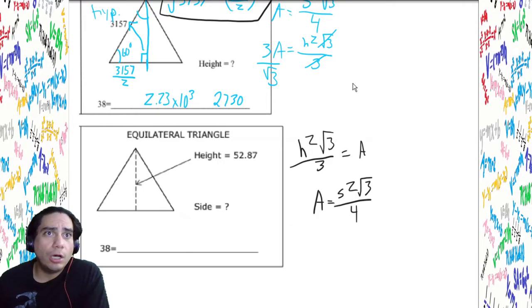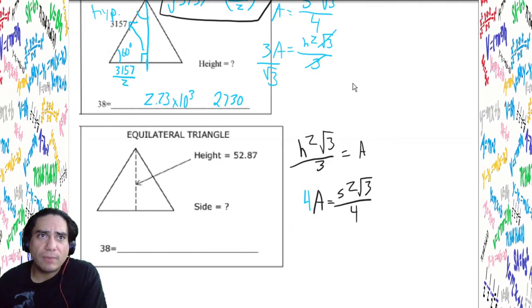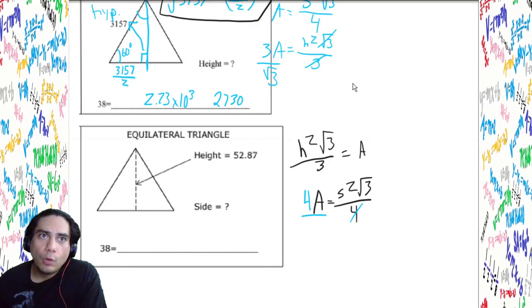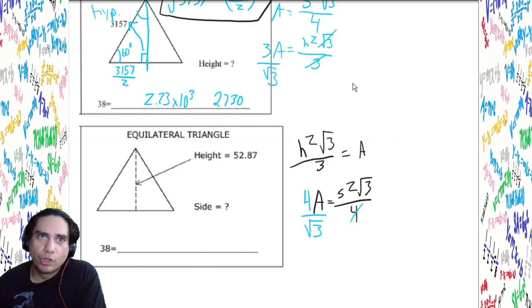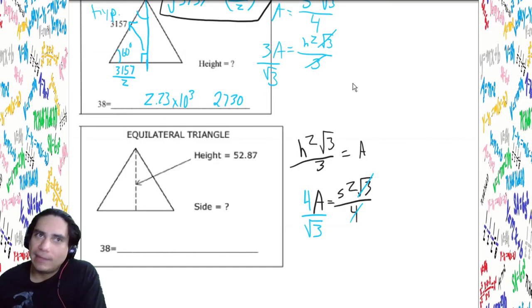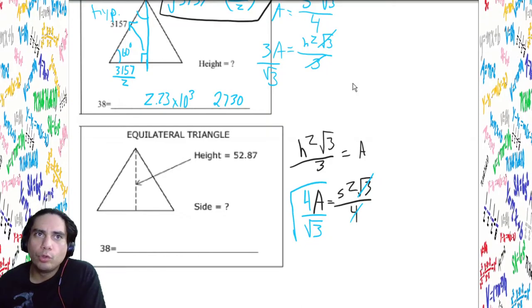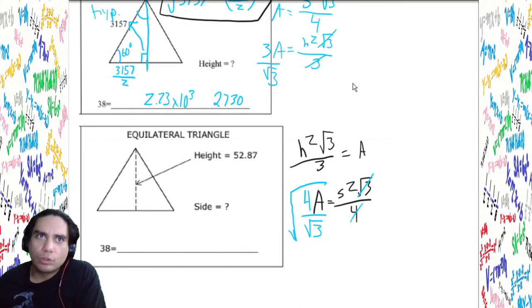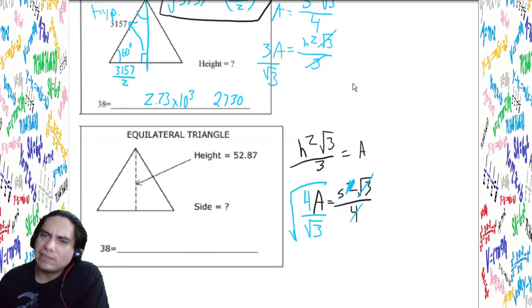What we gotta do is undo this. We're going to multiply both sides by 4, cancel out that 4. We're going to divide by that square root of 3, cancel out that square root of 3. And then last but not least, we're going to square root the left side and square root the right side. But that just basically cancels out that 2.